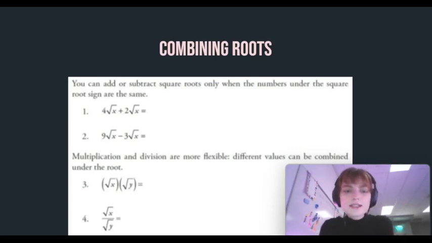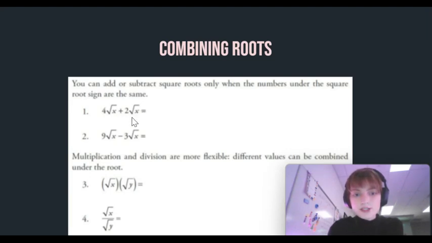Okay, let's talk very quickly about combining roots. So you can add or subtract square roots, but only when the numbers under the square root sign are the same. So in example 1, 4 times the root of x plus 2 times the root of x can be combined through addition because they are both attached to that root x, leaving us with 6 times root x. In example 2, same thing, but with subtraction. So 9 root x minus 3 root x is equal to 6 root x.